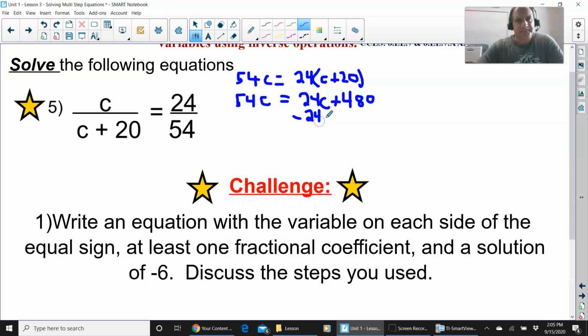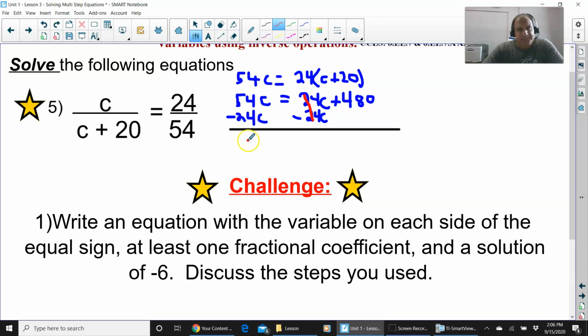24c minus 24c. You are correct. You could take your calculator out and figure out what 54c minus 24c is, and it's pretty easy because it comes out to 30c equals 480.